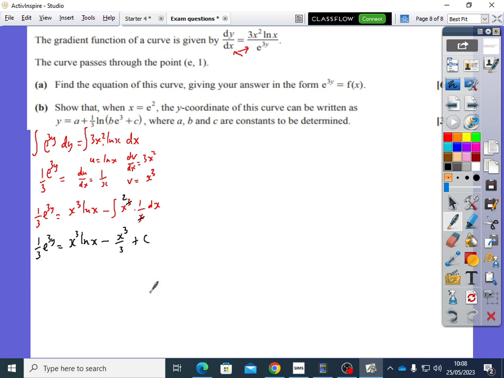Happy days. Now, I can get rid of this 3. I can times everything by 3, so I'm going to get e to the 3y equals 3x cubed ln of x. That becomes x cubed. That becomes 3c. I'm just going to call it k. It's still an arbitrary constant, so it's no problem.